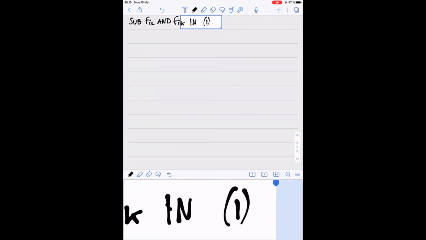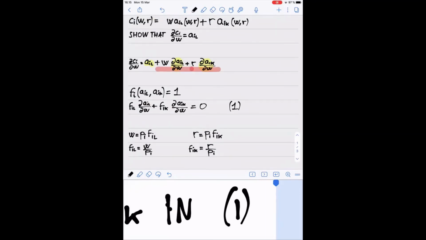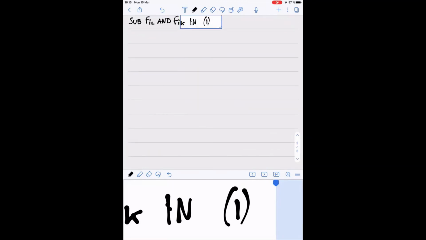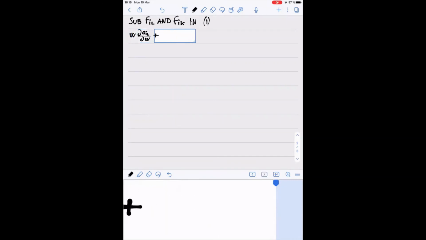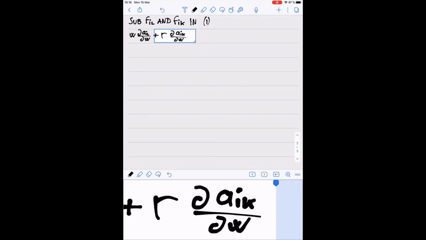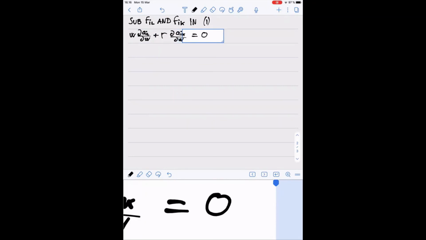Okay, so let's see that again. We're going to substitute our FIL and FIK back into 1. What is that going to give us? Well, that is going to give us that the wage times the partial derivative of the unit labor requirement with respect to the wage plus the rental on capital times the partial derivative of AIK with respect to the wage is actually equal to 0.